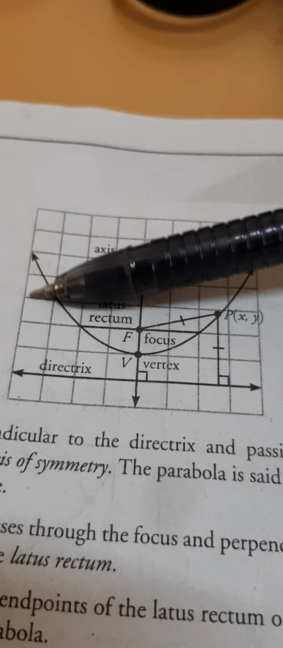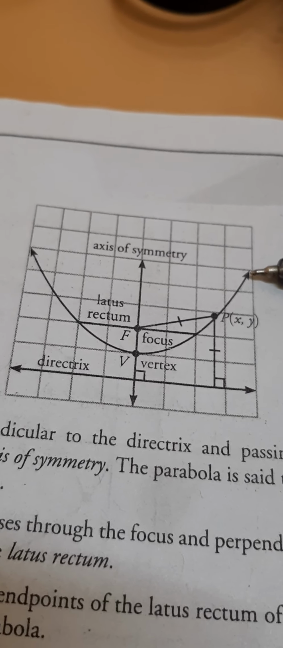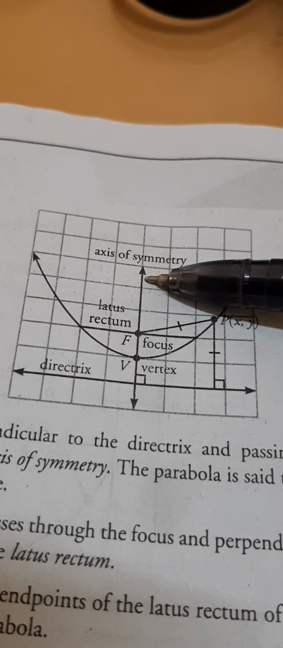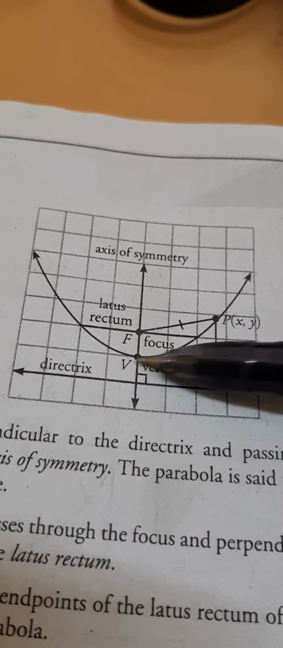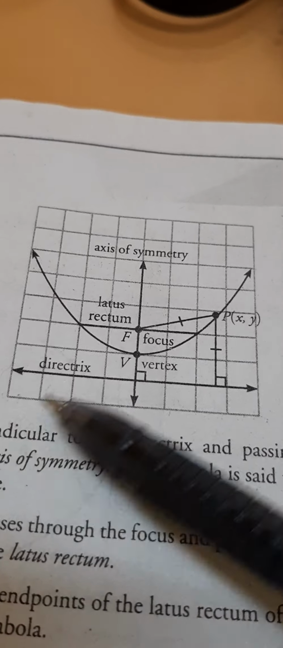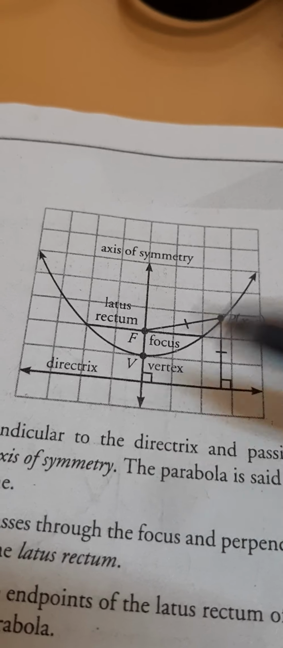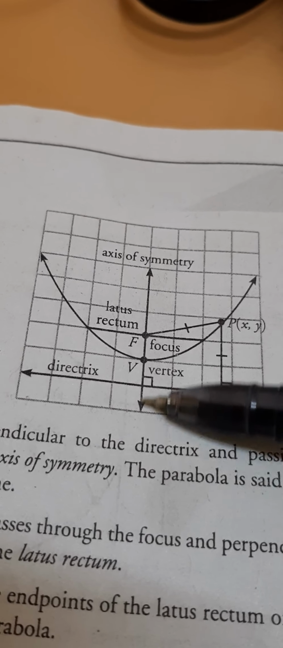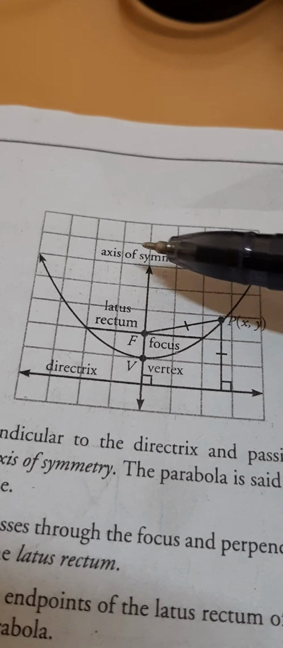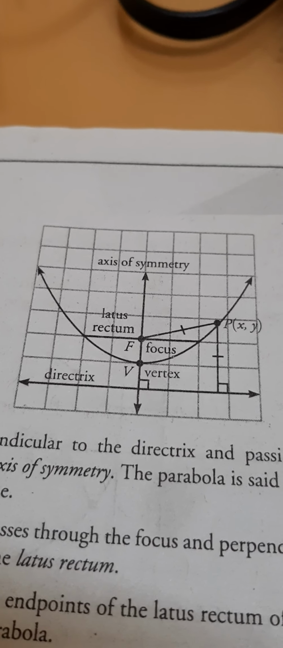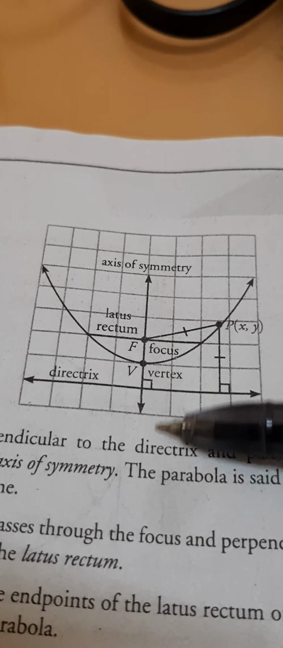So this curve here represents the parabola itself, and the y-axis represents the axis of symmetry since the parabola opens upward. If your parabola opens downward, still your axis of symmetry is the y-axis. But if the parabola opens sideward, it could be to the right or to the left, your axis of symmetry will become the x-axis. But here in our illustration, we have a parabola that opens upward. Therefore, it follows that the axis of symmetry is the y-axis.